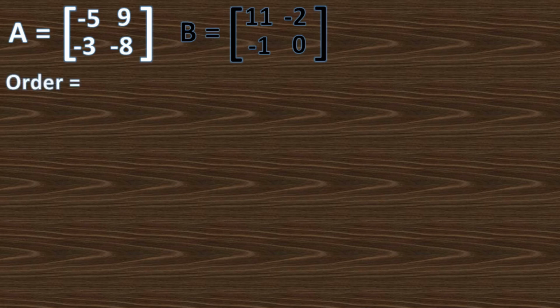Now check the order. How many rows are there? 1 and 2, means 2 rows are there. Multiply by the number of columns, means 1 and 2. So the order is 2 by 2. Now the order of matrix B: check the number of rows, 1 and 2. 2 rows are there, so write 2 and multiply by the number of columns. So check columns 1 and 2. 2 columns are there, write 2. The order is 2 by 2.